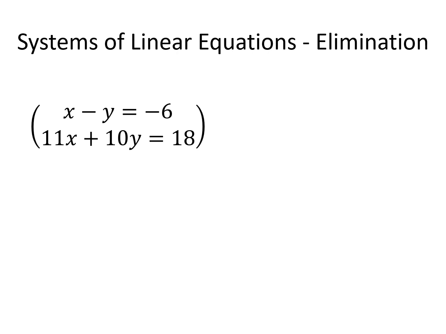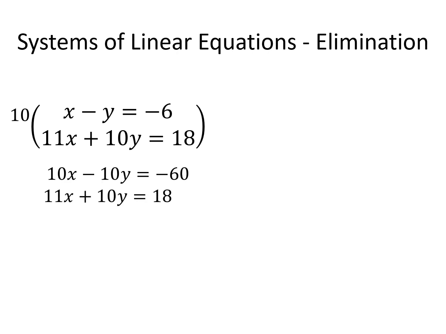11x plus 10y is equal to 18. Now we need to figure out what's the easiest thing to multiply to get rid of a letter. And we want to make sure if we have a positive and a negative, that helps us out too. In this case, the y has a positive and a negative, so we'll multiply the top equation, just the top one, by 10. If we do so, that gives me 10x minus 10y equals negative 60.